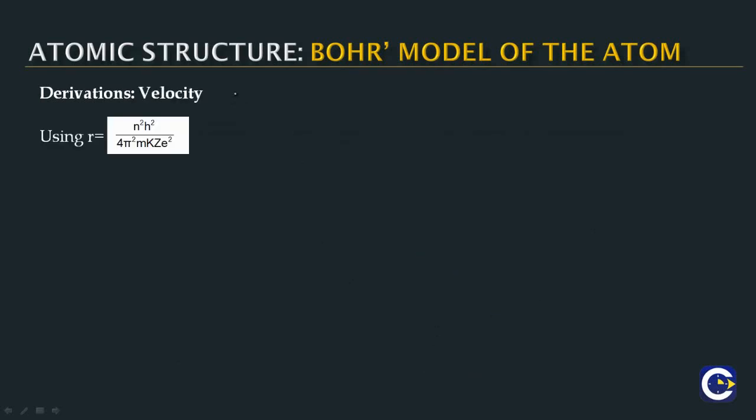Now to derive the expression for the velocity, we are going to use the value of radius that we got from the previous derivation. We know that velocity will be equal to nh by 2 pi mr, basically using Bohr's angular momentum quantization principle. So mvr is equal to nh by 2 pi. We want velocity, which means take m and r to the other side. So v will be equal to nh by 2 pi mr.